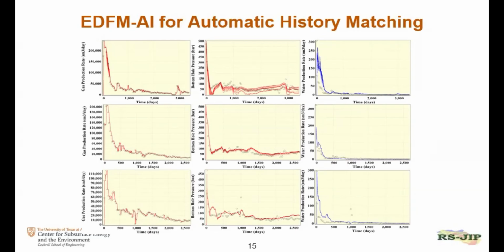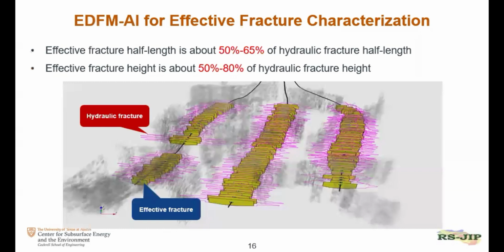And these are the results that we got from the history matching. We have the gas flow rate as a constraint. We are able to match the bottom hole pressure and water flow. So this is also the same plot I showed during the demo. So you can see here all these purple lines representing the initial fracture geometry. And after we calibrated these reservoir models, we found out that only about 50% to 65% of the length direction is actually contributing to production, and about 50 to 80% of the height direction is effective.